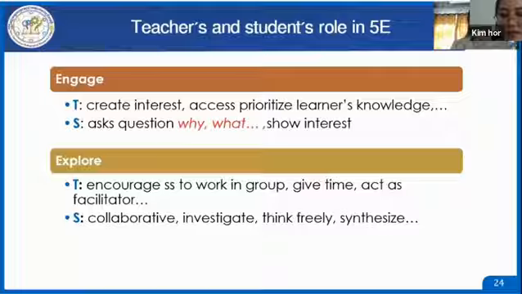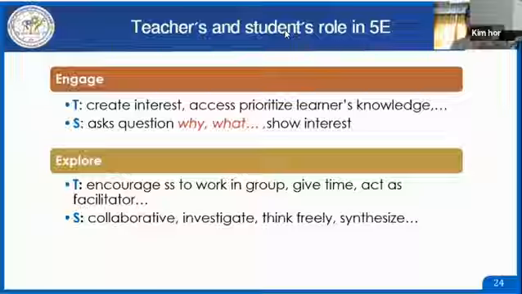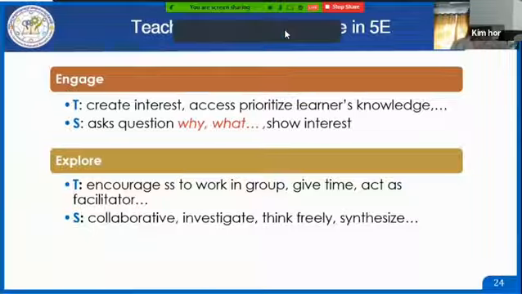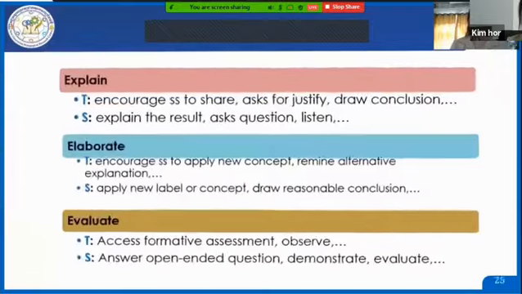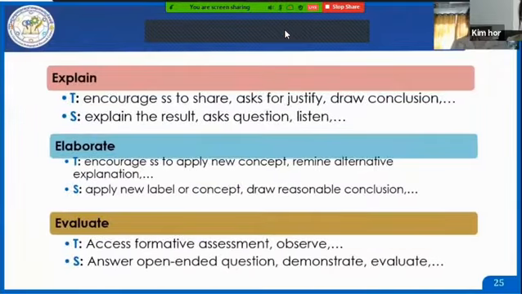And for explore, teachers engage students to work in groups, give them time, and act as a facilitator to help when they need any further information or have questions. And students work in groups to investigate, research, or find out the solution for the concept that the teacher gave. And for the explain phase, teachers encourage students to share.